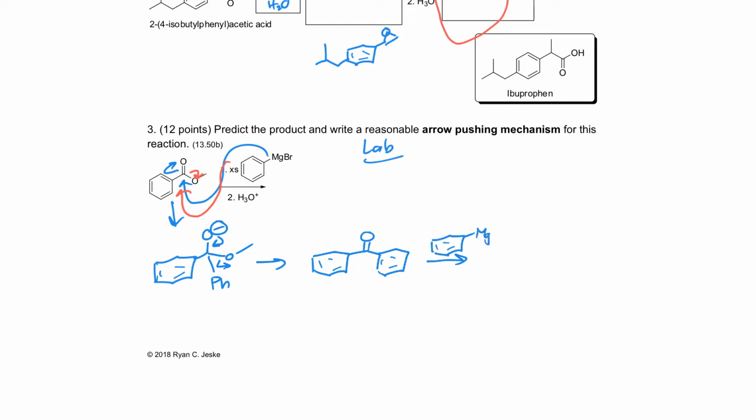We gave you a big clue right here where it said excess. So excess Grignard. Here's our second Grignard. We're going to have that react with our newly formed carbonyl species. Then we all had fun drawing large phenyl rings.